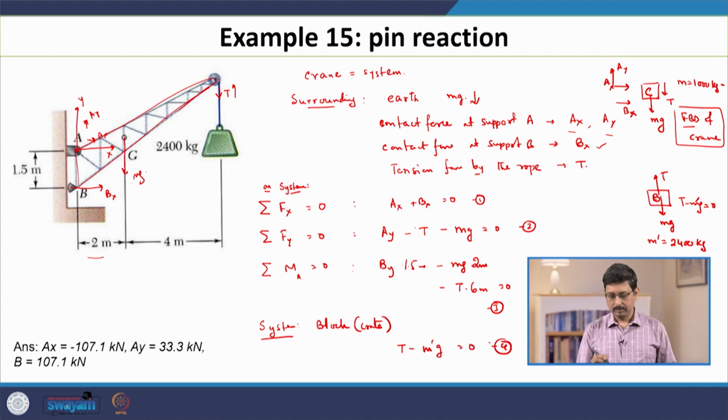Now we have 4 equations and 4 unknowns. I now leave it to you at this point to solve these equations and calculate all the unknowns: Ax, Bx, Ay and T.